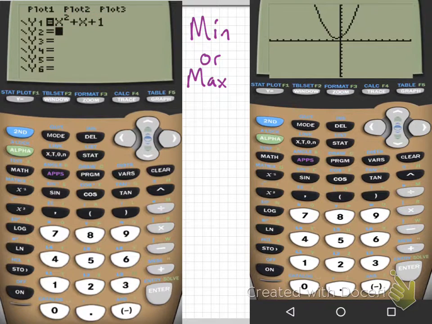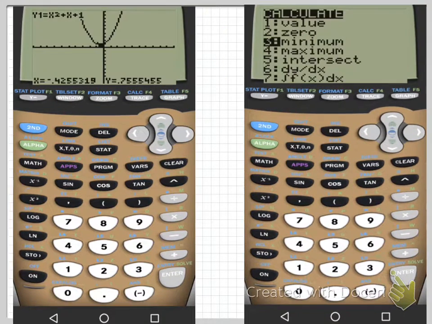Then, when you press graph, you'll get a graph that looks like this on the right. Notice this is a parabola. That means it's a quadratic equation, and it has a minimum where it would be right here. Well, that is not right on a point, so I cannot see exactly what that minimum value is. So I'm going to show you guys how to use the calculator to get that minimum value.